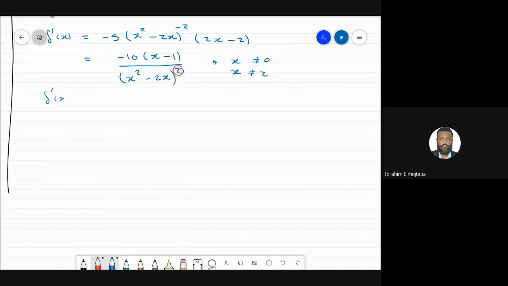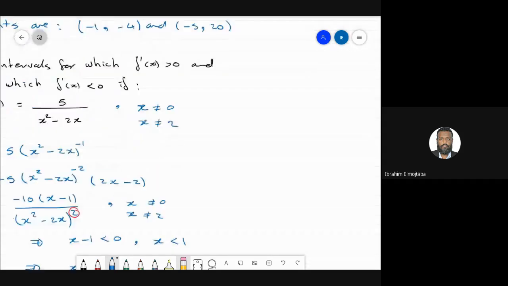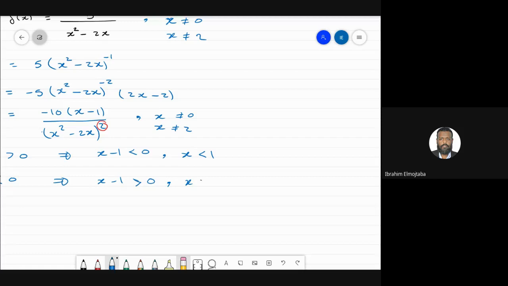ف f dash of x تكون أكبر من الصفر لأنه في سالب معناها x minus 1 لازم يكون سالب، هذا الكلام معناها x minus 1 لازم يكون أقل من صفر وبالتالي ال x أقل من الواحد. تكون موجبة لأنه لو الإكس أقل من واحد فالقوس هنا سالب لكن في إشارة سالب مرة ثانية فيكون كامل موجب. و f dash of x سالبة إذا كان x minus 1 موجب لأنه لو كان x minus 1 موجب فالقوس بيكون موجب لكن خارج القوس بيكون سالب ف x minus 1 موجب وبالتالي يكون كل شيء سالب أي أن إذا كان x is greater than 1.